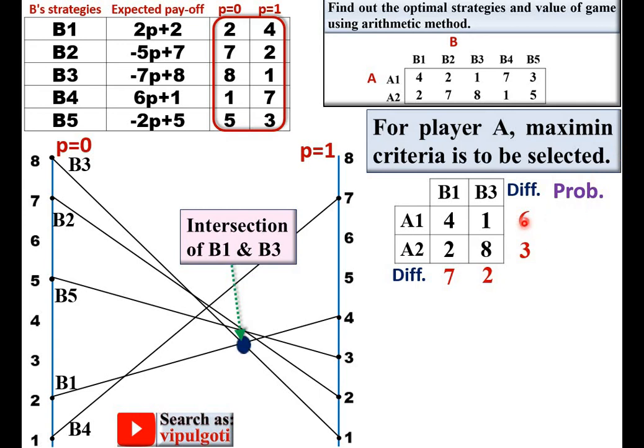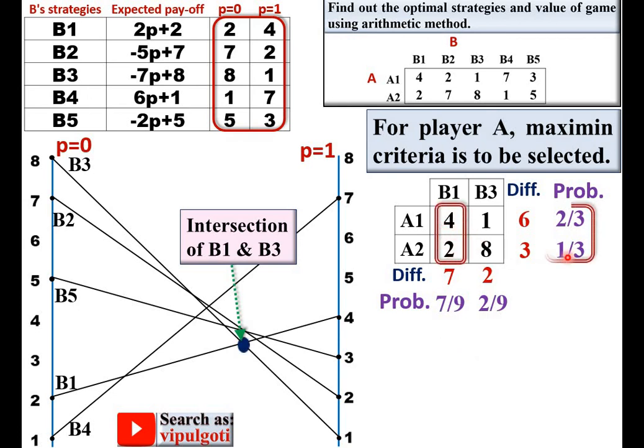Now you have to find the probabilities, and it is very simple. 6 by the sum of these two, that means 6 by 9, so you can say it is 2 by 3. Here it is 3 by the sum of these two, that means 3 by 9, and if you simplify, it is 1 by 3. Similarly, I can find the probabilities for the columns. 7 by the sum of these two, that means 7 by 9. Here 2 by the sum of these two, that means 2 by 9. Now find the value of the game.